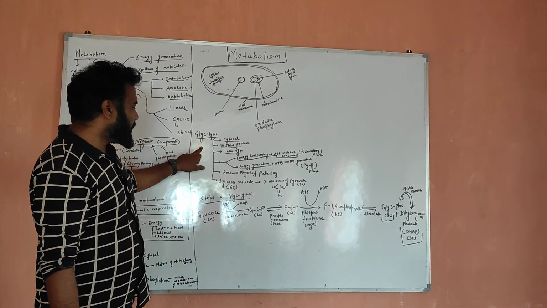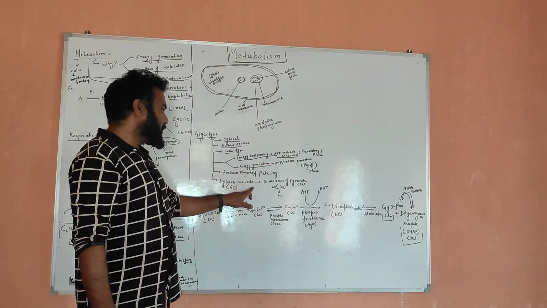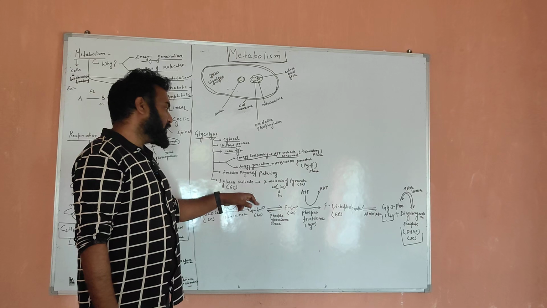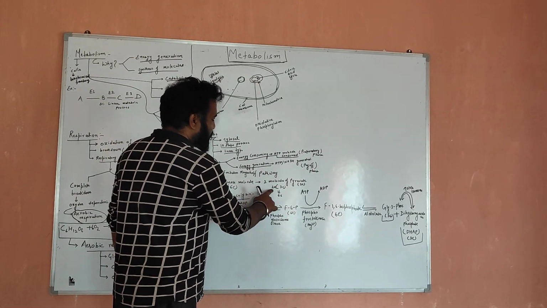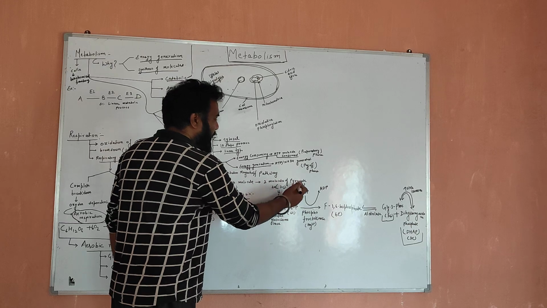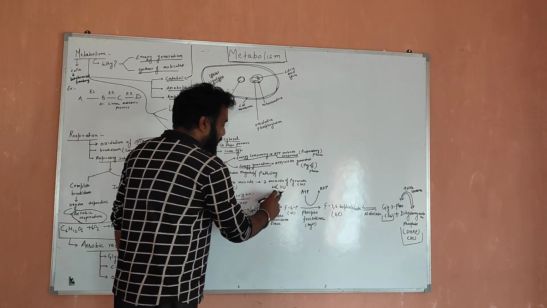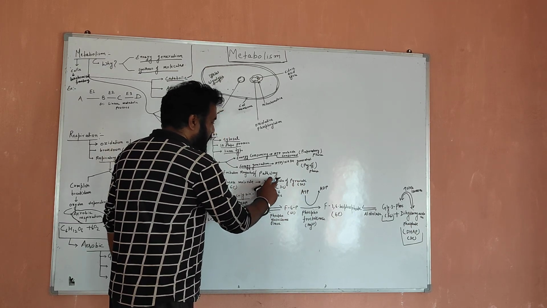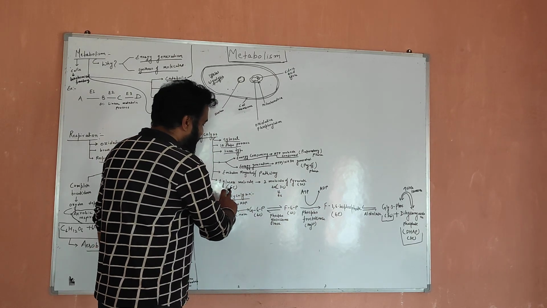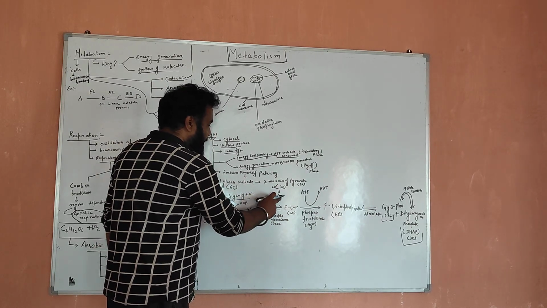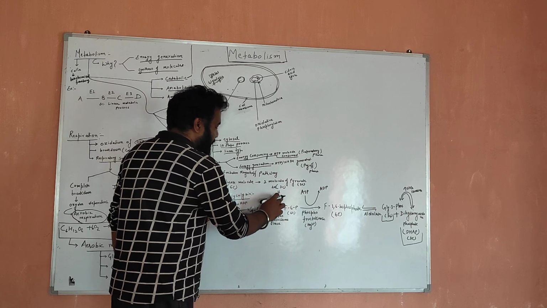This glycolysis uses one glucose molecule, and this one glucose molecule finally generates two molecules of pyruvate. Pyruvate is a 3-carbon molecule, so two molecules of pyruvate make 6 carbon atoms. So the 6 carbon atoms remain the same.